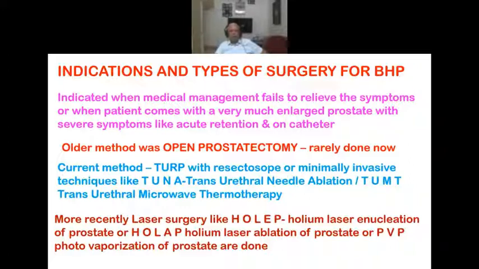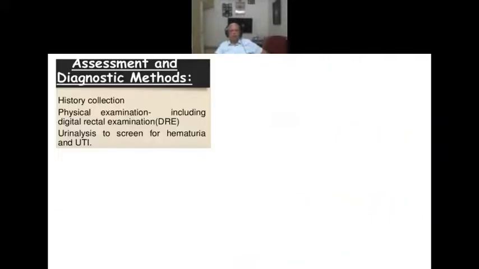So if the patient is on anticoagulation and you don't have time for TURP because he is having some bleeding problem or is an urgent case, then you can go for laser even in the presence of antiplatelet agents or anticoagulant agents.